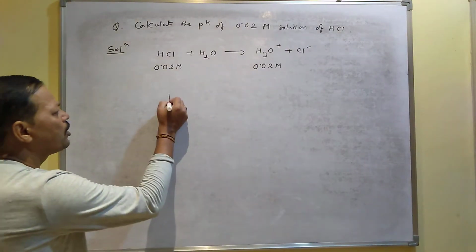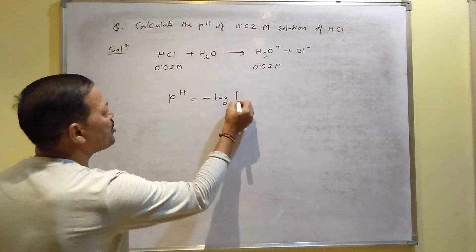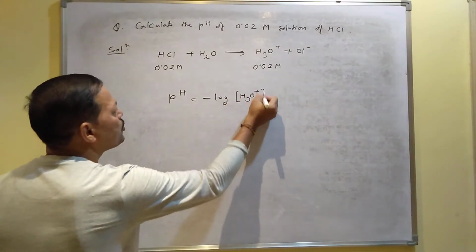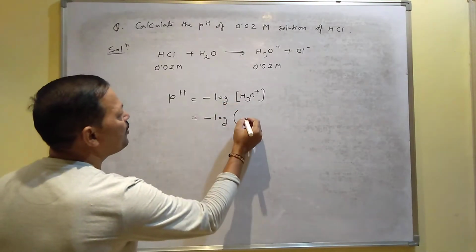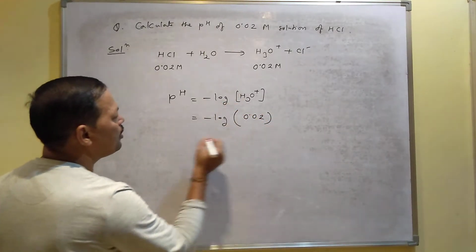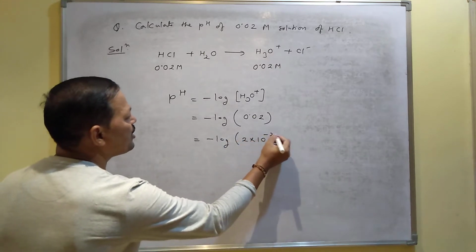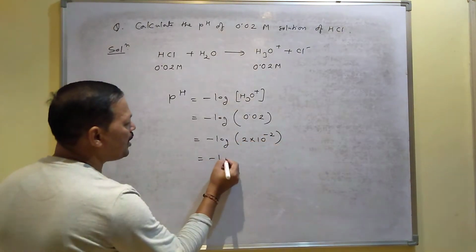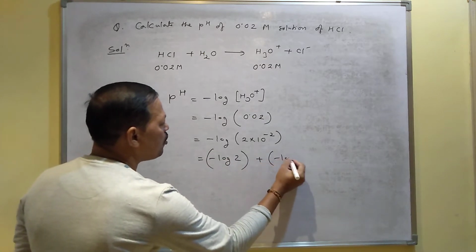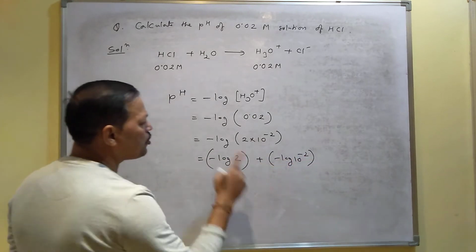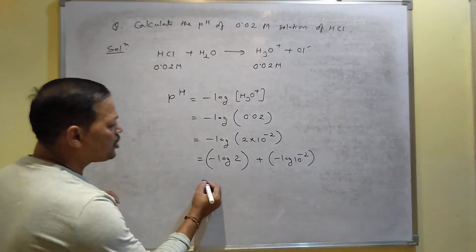Now as you know, the pH formula: pH is equal to minus log of the concentration of hydronium ion. So minus log of, you put the value 0.02 molar. I mean you can write minus log of 2 into 10 to the power minus 2. That means you can write minus log 2 plus minus log 10 to the power minus 2, because log A into B, you can write log A plus log B.